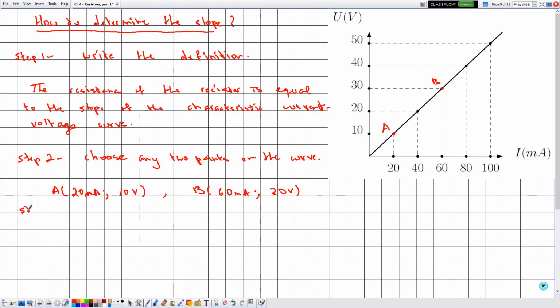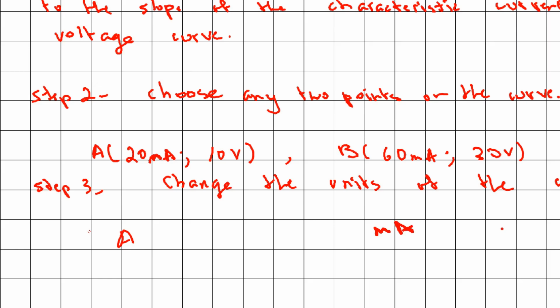Now step number 3, change the units of the chosen points to the SI. So the point A, 20 milliamps, we know that milliamps is not the SI unit of electric current. The SI unit of electric current is given by amperes. In order to convert from milliamps to amps, we need to divide by 1000.